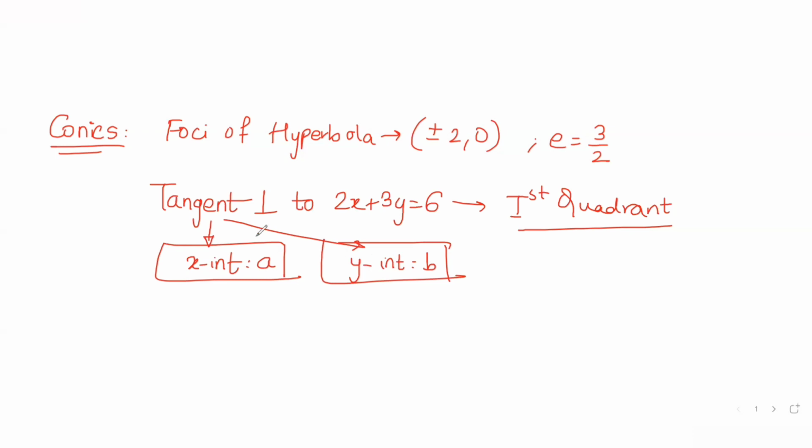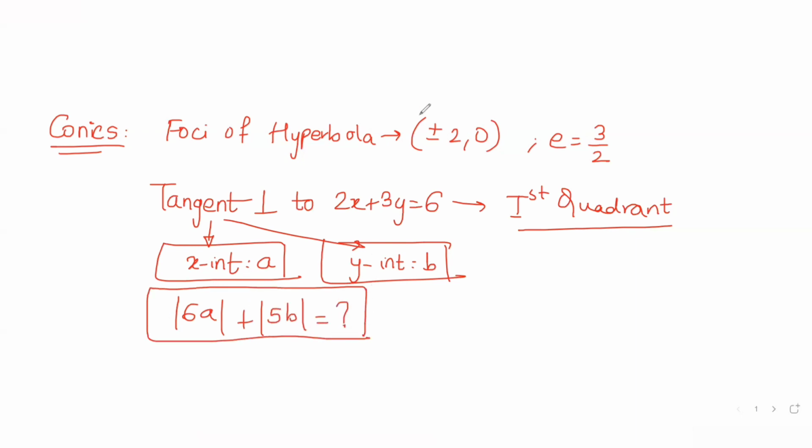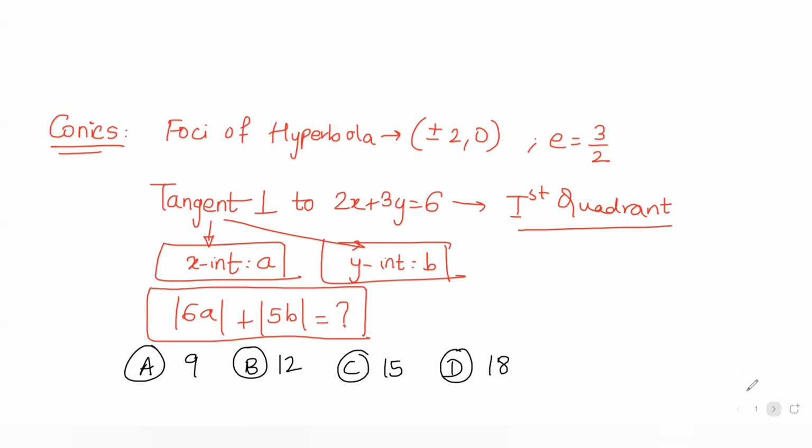If these are the x and y intercepts, we need to figure out the value of mod of 6a plus mod of 5b. That's the whole idea we have for this, and the options given to us for the value of this expression are 9, 12, 15, and 8. So we need to figure out which one of the four options is the correct answer for the value of this expression.